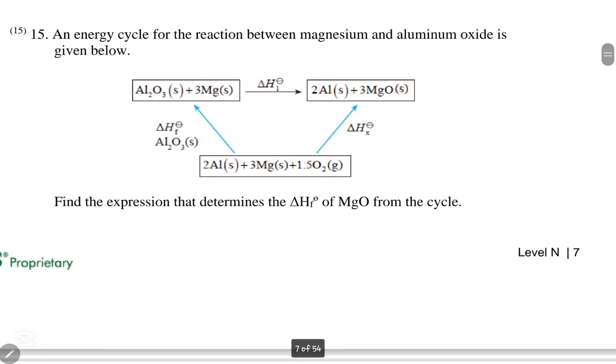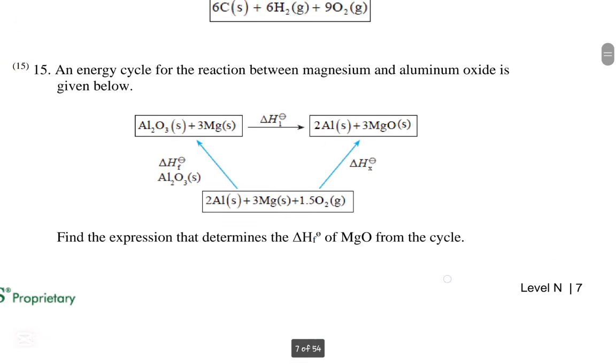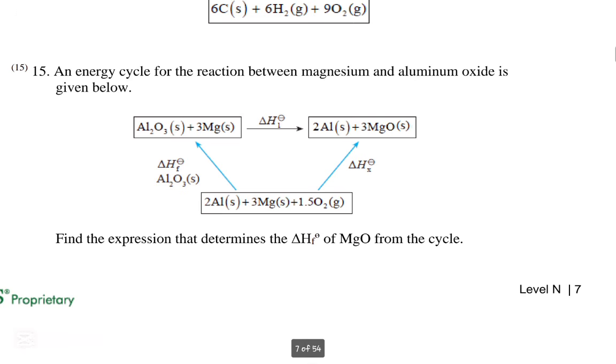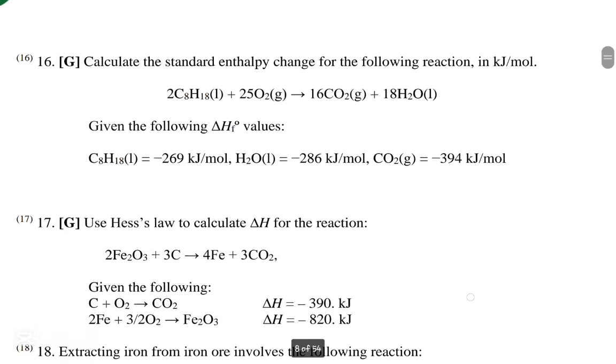An energy cycle for the reaction between magnesium and aluminum oxide is given below. Find the expression that determines the delta H of formation of MgO from the cycle. Okay, this is the cycle, Hess's cycle. This is for AS, not AP. We'll move on to question number 16.